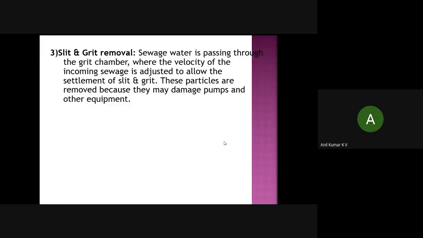The third method is silt and grit removal. Sewage water is passed through the grit chamber, where the velocity of the incoming sewage is adjusted to allow the settlement of silt and grit. These particles are removed because they may damage pumps and other equipment.